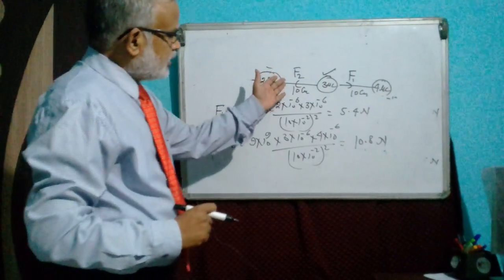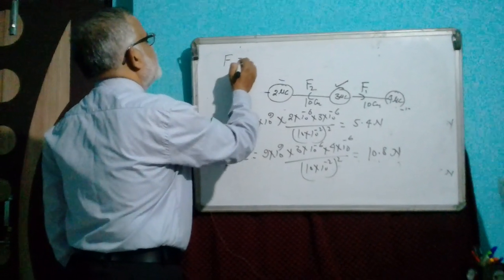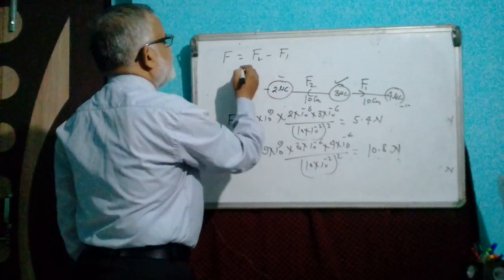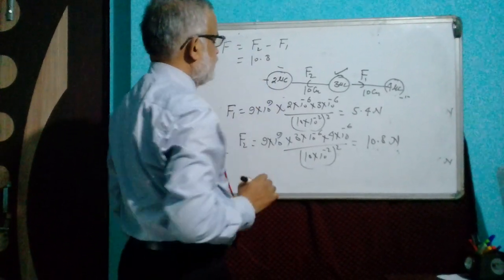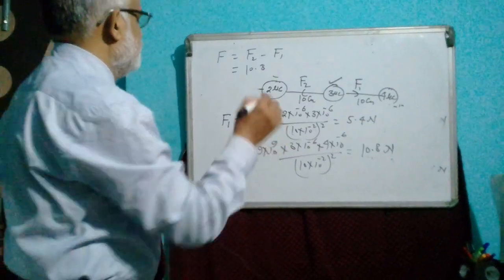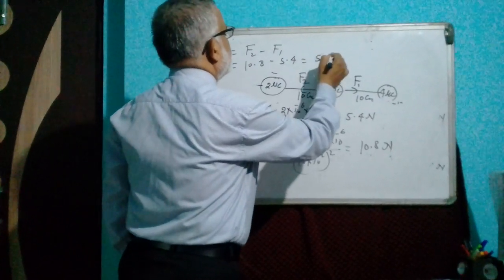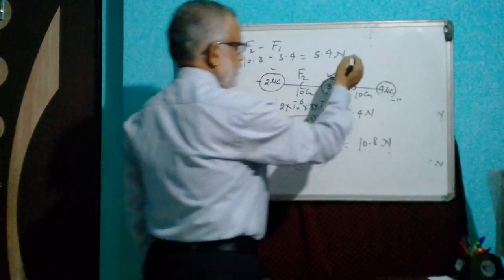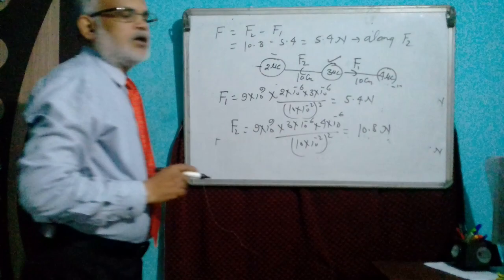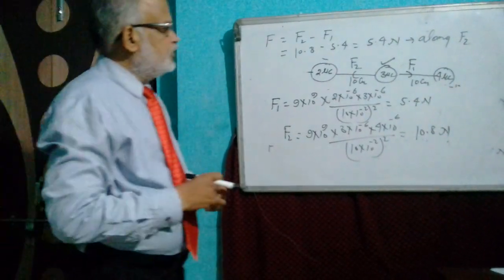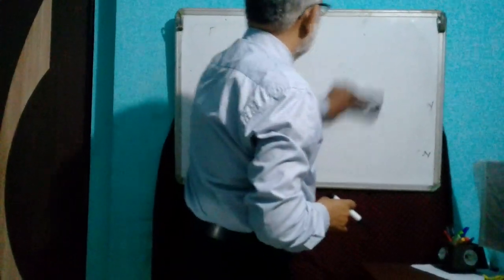The two forces are opposite to each other. Therefore, the net force F equals F2 minus F1, that is 10.8 minus 5.4, which is 5.4 Newton along F2. Thus, we can find the electrostatic force using Coulomb's law. Next question.